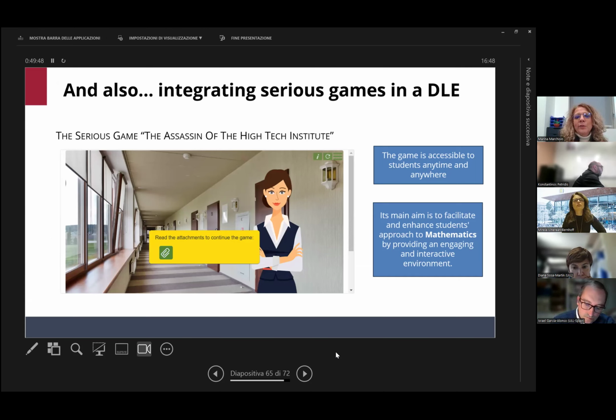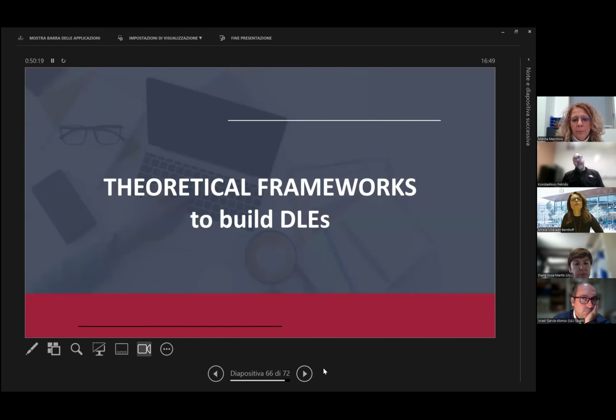This serious game is called, for instance, the Assassin of the High Tech Institute, and the game is accessible to students anytime, anywhere. And the main aim is to facilitate and enhance students' approach to mathematics by providing an engaging and interactive environment. In particular, this serious game was used in order to learn the differential calculus. And the students were very satisfied in using it.